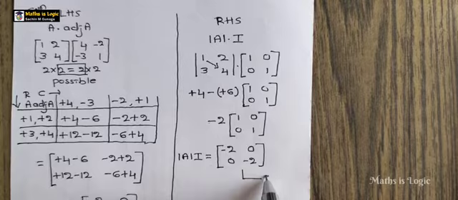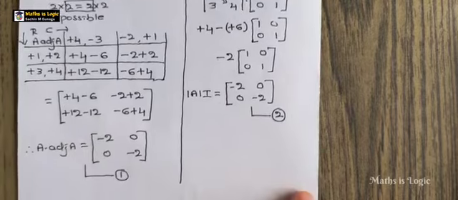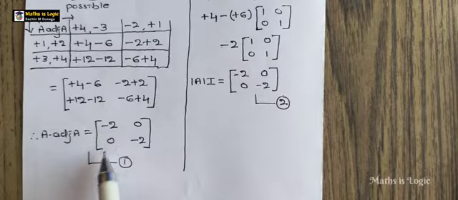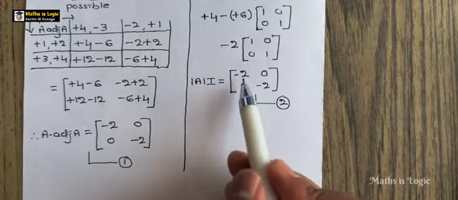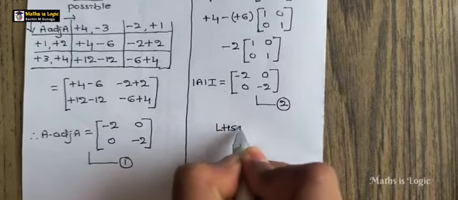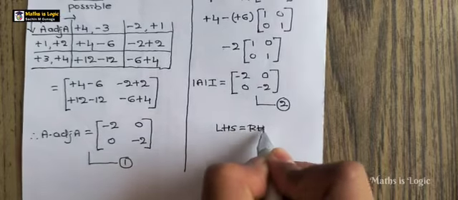Call this equation number 2. So now you can check. The first equation answer is minus 2 0 0 minus 2. Here also minus 2 0 0 minus 2. Therefore, LHS is equal to RHS.